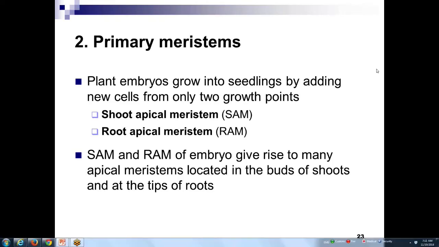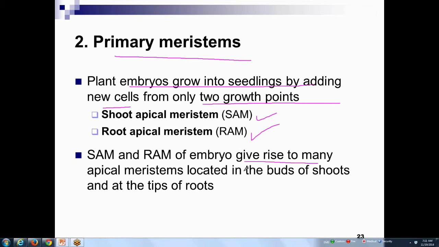Let's now get a little bit more into the meristems. Now, we mentioned them several times. Well, let's really focus in on them in a little bit more detail. So, plant embryos grow into seedlings by adding new cells from only two growth points, your shoot apical meristem and root apical meristem. If those are damaged, guys, you actually won't grow any taller or longer. You absolutely have to have those in order to grow longer or taller. So all primary growth happens in the shoot and root apical meristems.